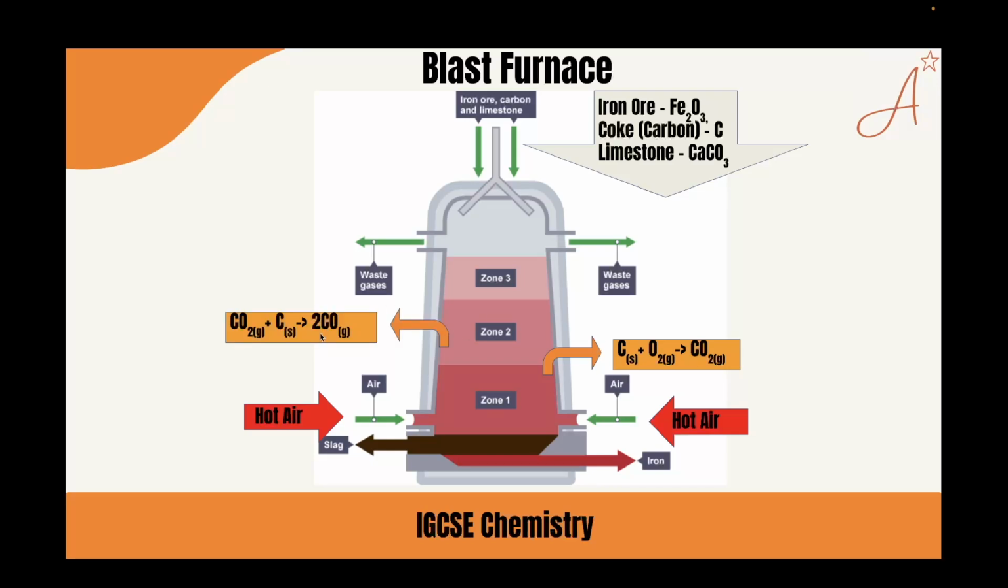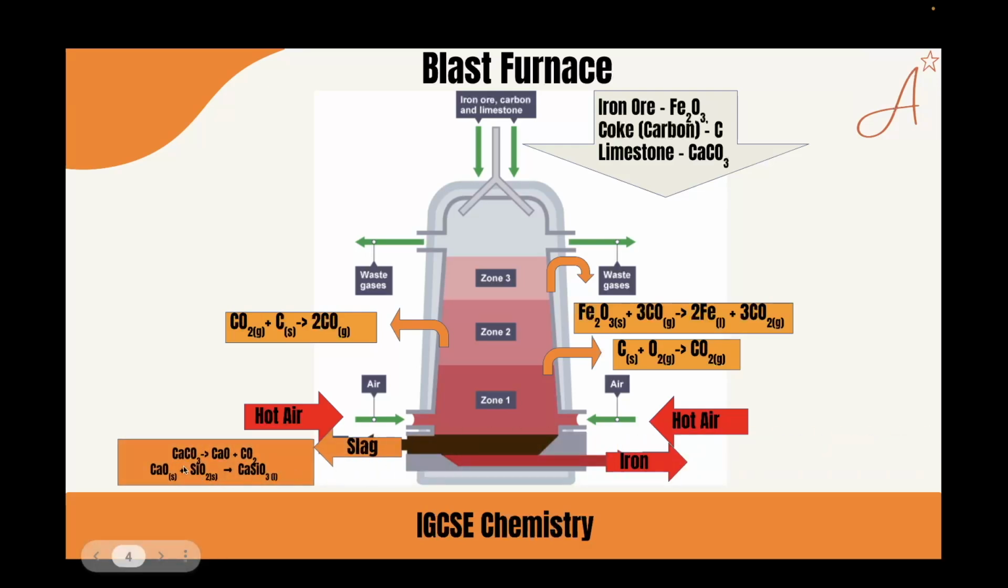Next, in zone 2, we see a reduction reaction. Here, more coke reacts with the carbon dioxide produced earlier to produce carbon monoxide. And finally, in zone 3, the carbon monoxide produced reduces the Fe2O3 in the iron ore to form molten iron and some more carbon dioxide. This molten iron collects at the bottom of the furnace and can be tapped off.